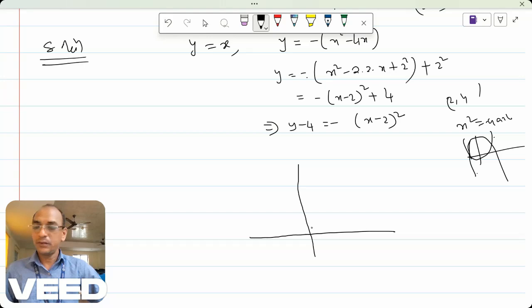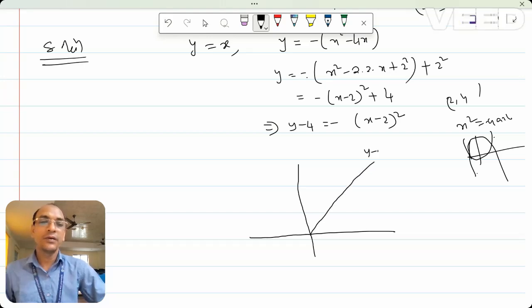So this is the curve y equal to x, and the focus at 2 comma 4 will be somewhere here. So the focus is shifted to there, and so we can have it like this. It will be downward. Now this is the point of intersection. So at this point, y equal to 0, x equal to 0. So 0, 0. Now we have to find the other point.